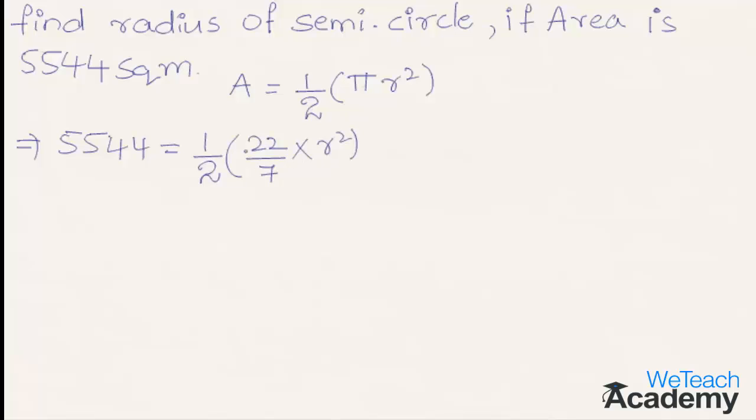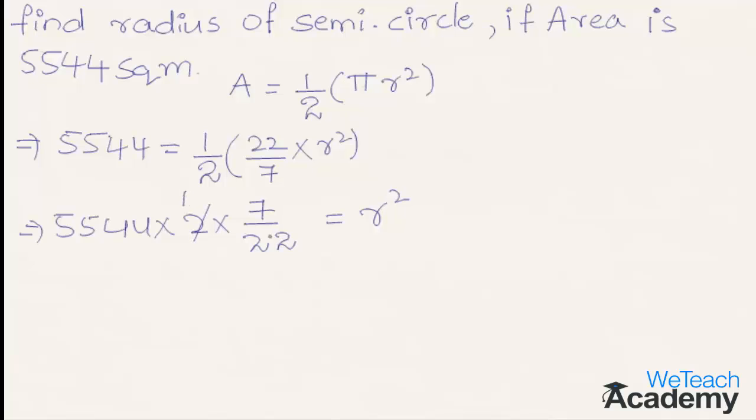And by transferring both the terms on the left hand side, we get 5544 into 2 into 7 by 22, which is equal to r square. Here the division term becomes the reciprocal when it gets transferred to the other side. So here 22 by 7 becomes 7 by 22. And now let us simplify this.